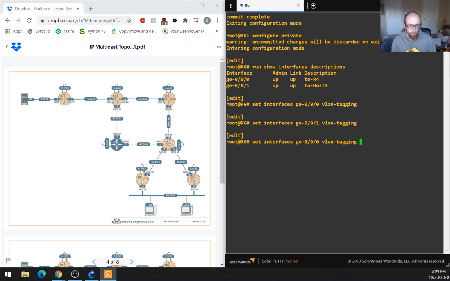Okay, so the router 4, we're going to do unit 46, and then it's going to be VLAN ID 46, perfect, and then this is going to be interface 1, and we're going to have unit 56, VLAN 56, okay.